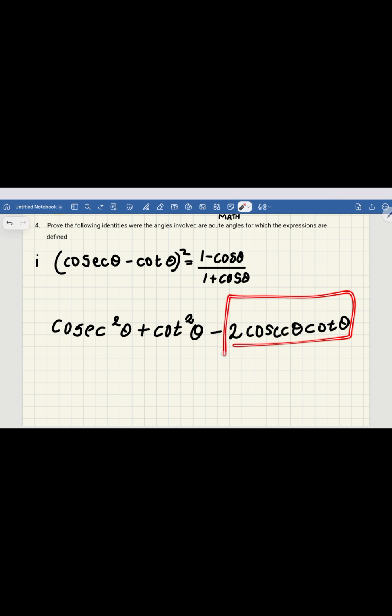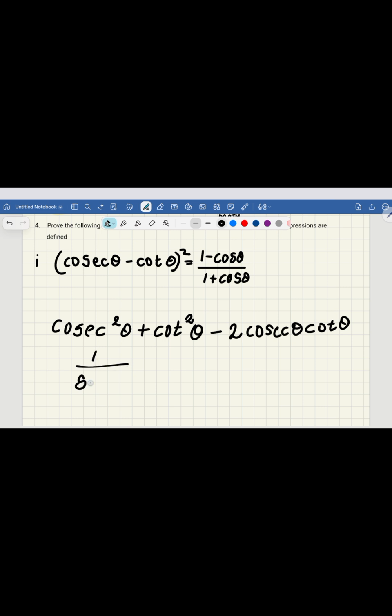So what are we going to write it down as? 1 by sine square theta. Obviously 1 by sine square theta. Oh, by the way, don't mind my handwriting. Then cot square theta. Cot square theta is cos square theta by sine square theta, right? And now minus 2 cosec theta cot theta.